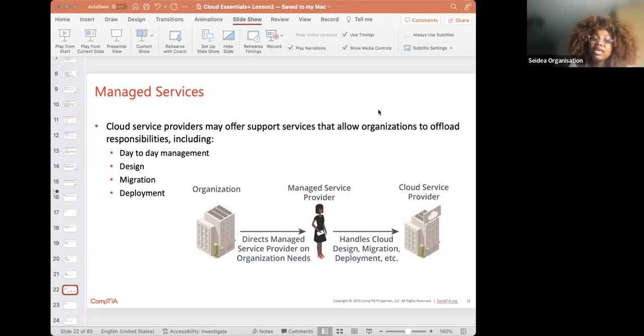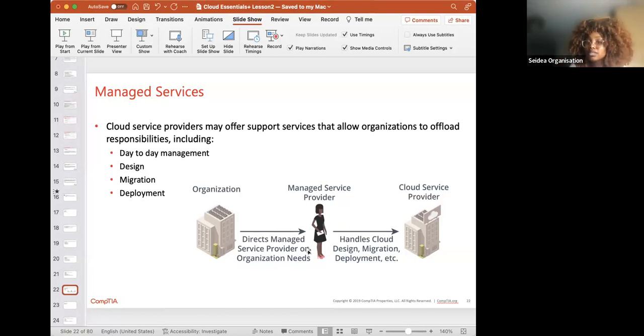And then the final one is deployment, which deals with how you launch applications and services in the cloud. An example that we have here is the organization, which has needs directed to a managed service provider. The managed service provider in the middle then helps with cloud design, migration, and deployment. Essentially, what cloud service providers do is offset some of these responsibilities that would be expected.